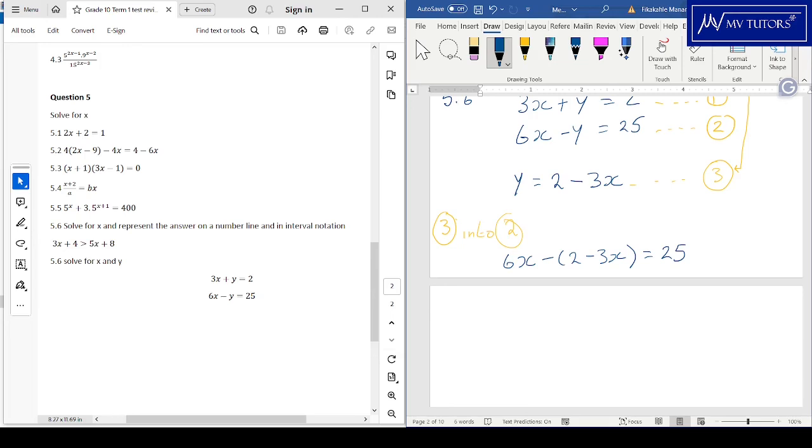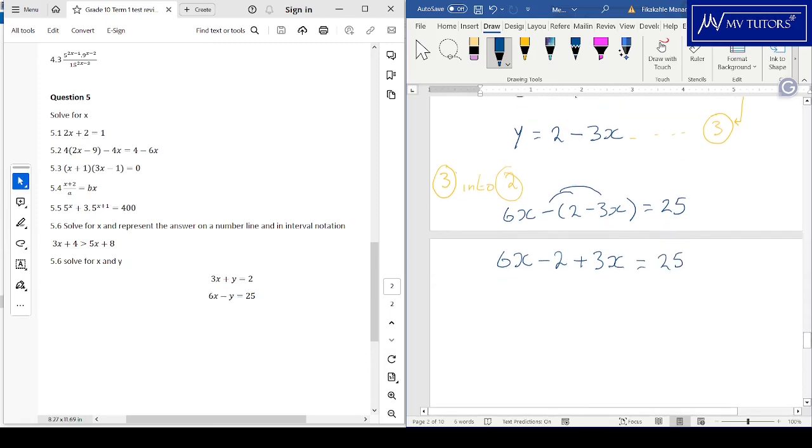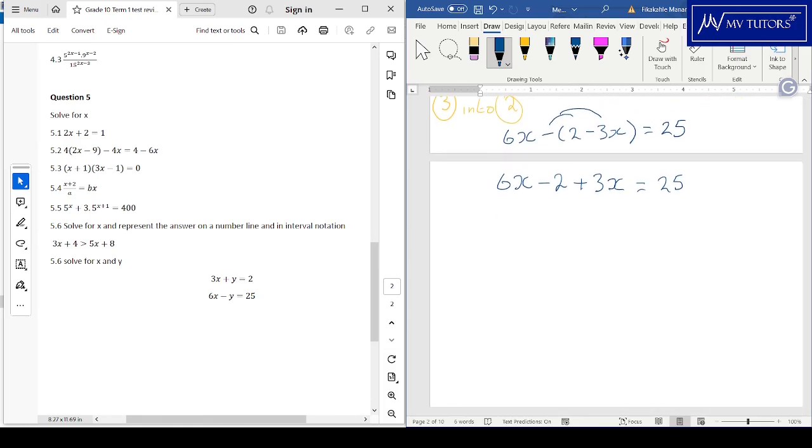Now let's expand. This is why we did the topic of expanding. Minus 1 times 2 is minus 2. Minus 1 times minus 3 is positive 3. And then there's an x included, which is equal to 25. Now we need to solve for x. Variables on one side, I have 6 plus 3, which will give me 6, 7, 8, 9x. And then I take this 2 to the other side, and then it becomes 25 plus 2, which is 27.